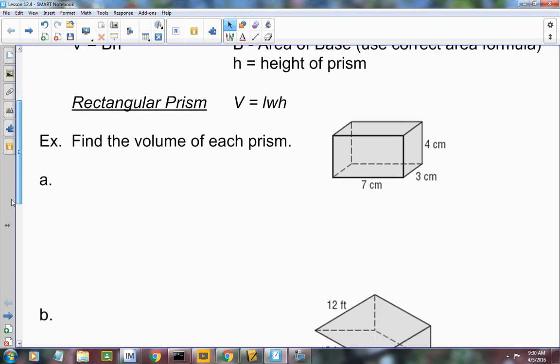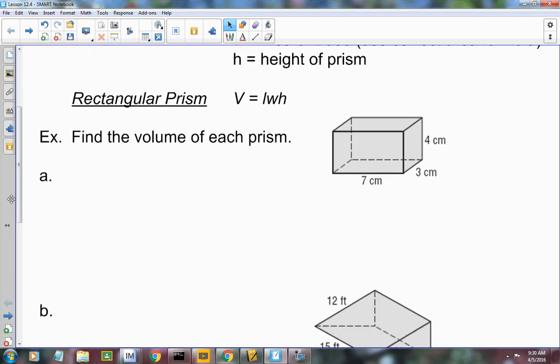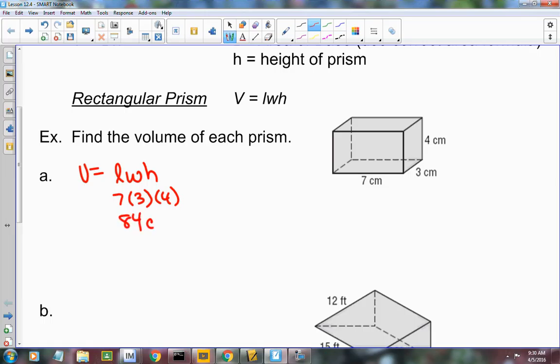Okay, so we want to find the volume of the prism. Okay, and being a rectangular prism, we can do length times width times height. And so my length is 7, my width is 3, and my height is 4. So it'll give me 21 times 4, which is 84, is that right? 84 centimeters cubed. Now we're in volume, so it's in cubic units.